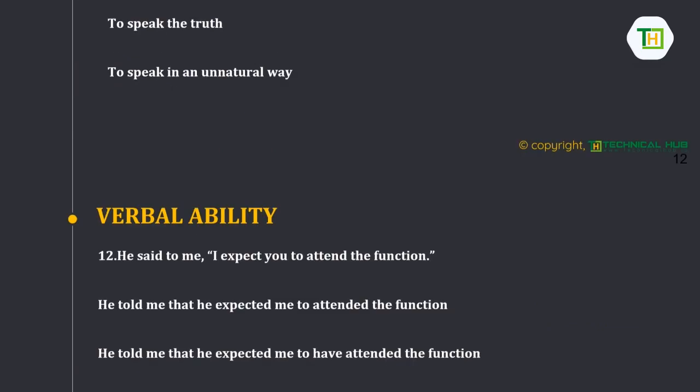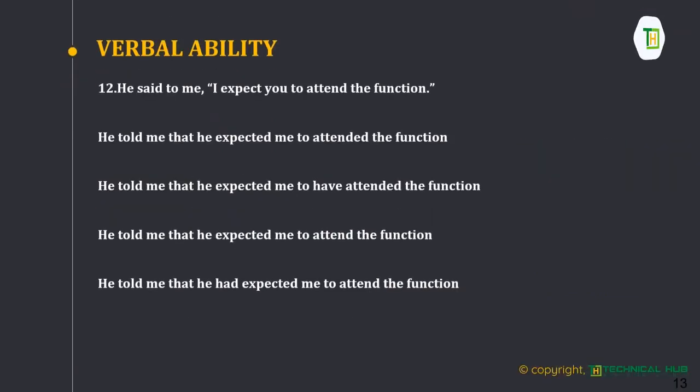He said to me, I expect you to attend the function. So you need to change the speech here. So how can you change the speech here? Like he told me that he expected me to attend the party. Expected me to attend the party is the right one. So here it is wrong.